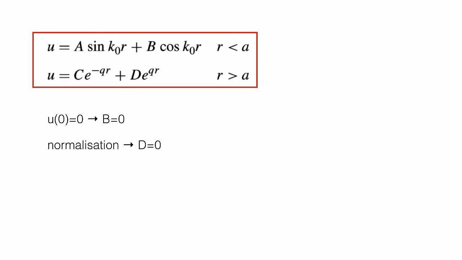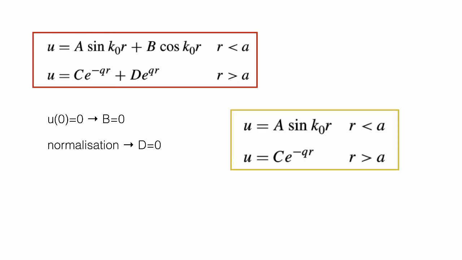Therefore, the cosinusoidal solution has to vanish. In other words, b has to be equal to 0. So we're good. We only end up with this solution here. We still have a and c to determine, and of course k0 and q as well. In fact, we still have quite a number of parameters.